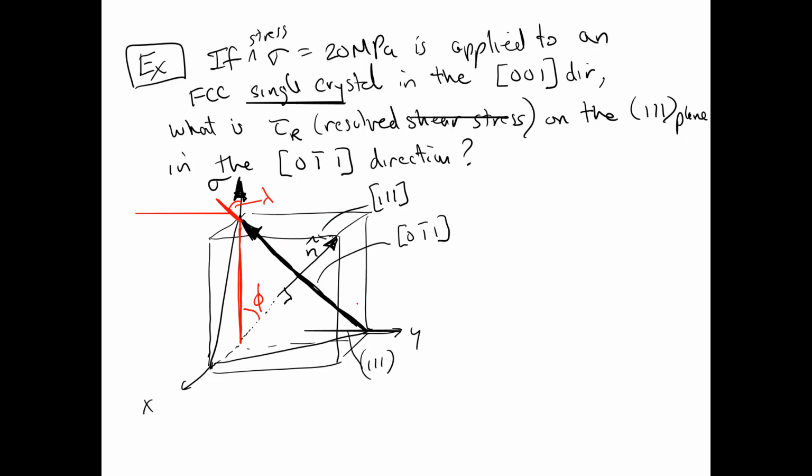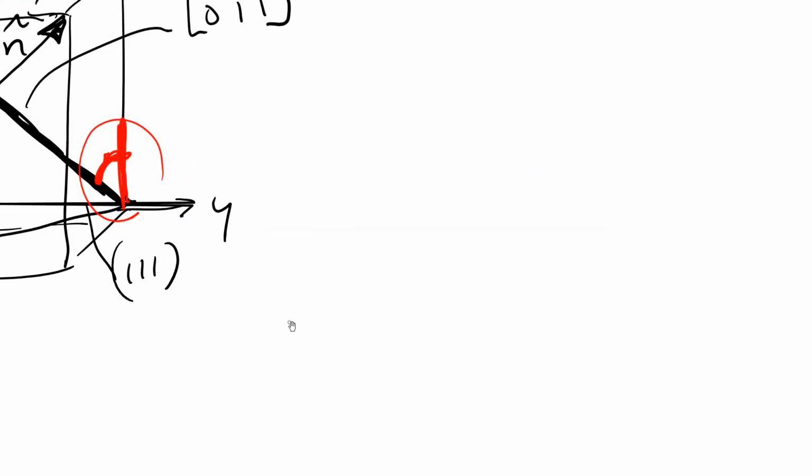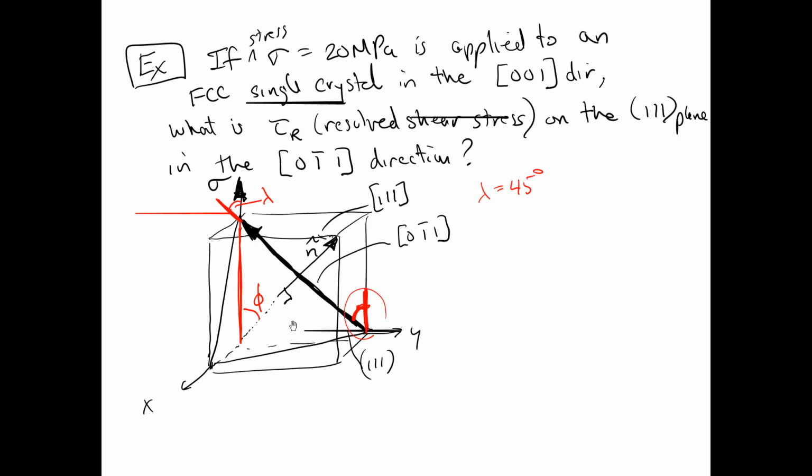And if you take a look at that, I'm going to draw it down here in the right corner. Here's the z direction. That's lambda right there. Does everyone see that's a 45-degree angle? It's a 45-degree angle. So lambda there is 45 degrees. We can tell just by looking at it. But phi is not so obvious. So let's take a look at that.